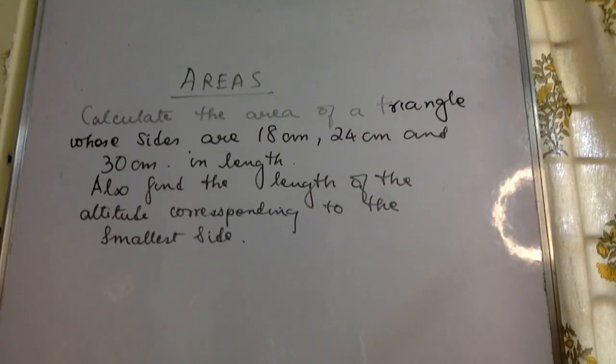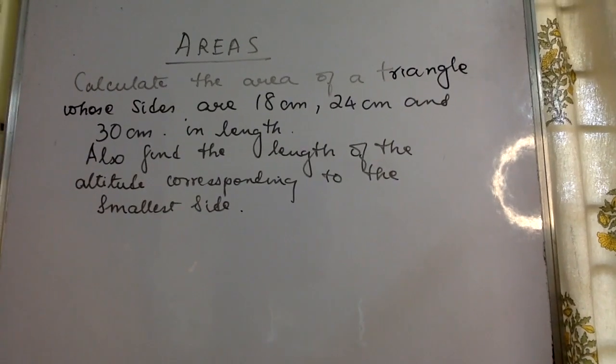So let us see what the sums are. Now this is our sum. The sum says: calculate the area of a triangle whose sides are 18, 24 and 30 in length. Also find the length of the altitude corresponding to the smallest side. Now there is a very common question.